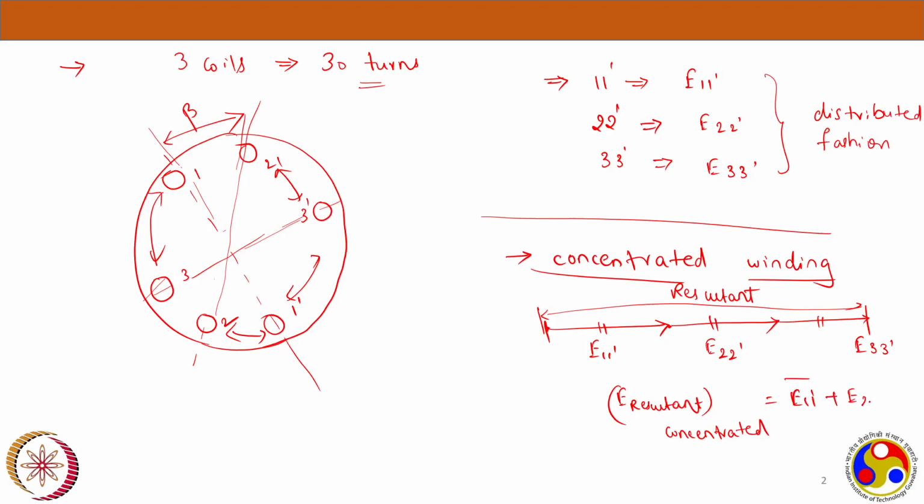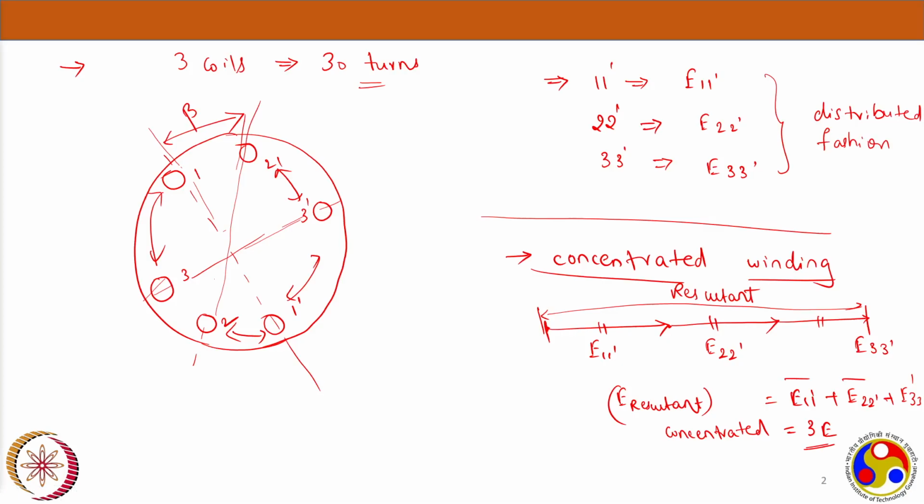E1 1 dash plus E2 2 dash plus E3 3 dash. Since all are of equal magnitude, I can write it as 3E, where E is equal to E1 1 dash, which is equal to E2 2 dash and E3 3 dash. Now, this is what we get. This is the maximum voltage you could have got from these three coils possible.